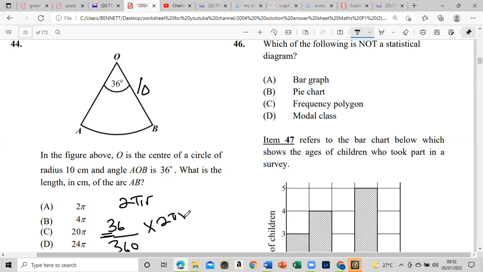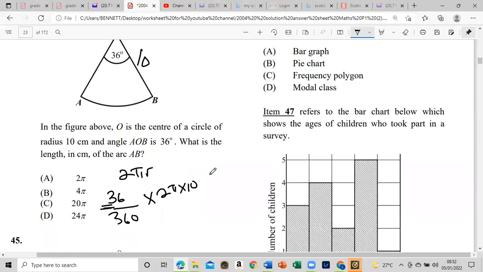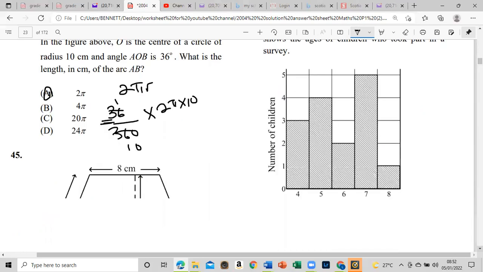All right, so 2 pi r. So the answer: this is 1, and this goes 10 times, so 10 cancels the 10, so that's 2 pi. Read the question carefully, you know, I don't just want to rush through it.